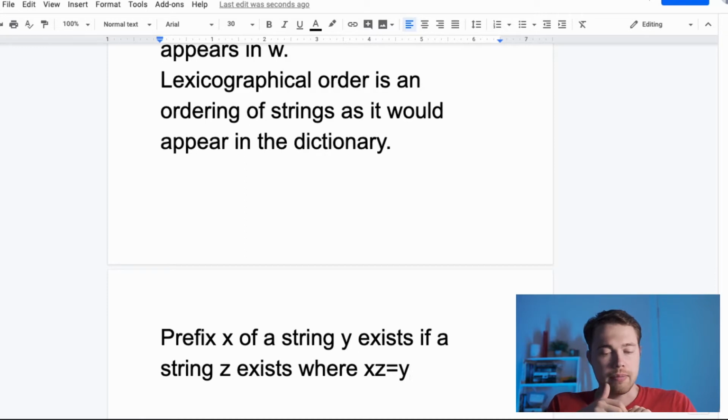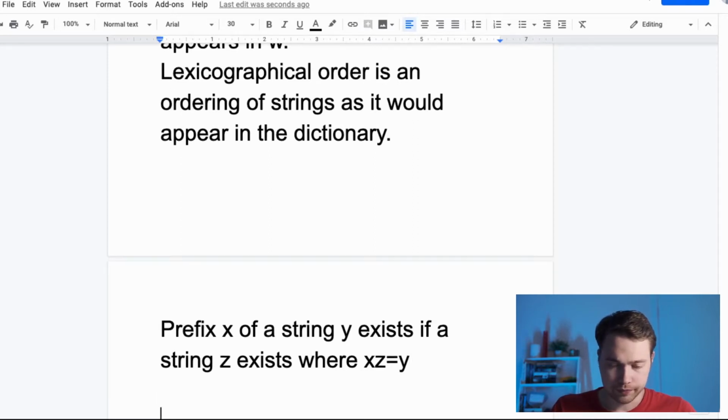Okay, so basically, if I'm giving you a string, let's say Y, and I'm giving you a string X, right? I'm asking you, is X a prefix of Y? Okay, so the way you should be thinking is: does there exist a string Z which, if you concatenate with X, will give you Y? Moving on.